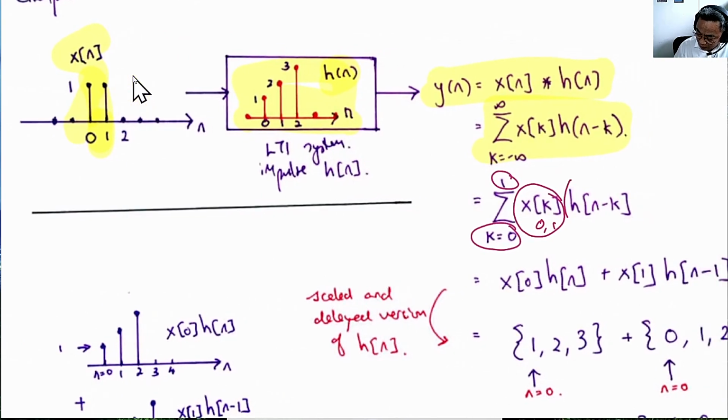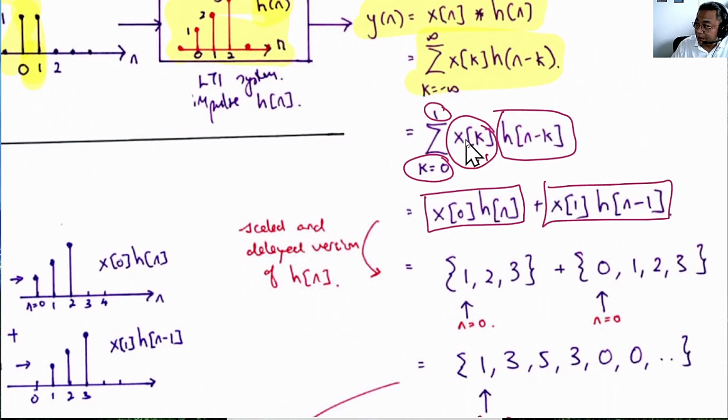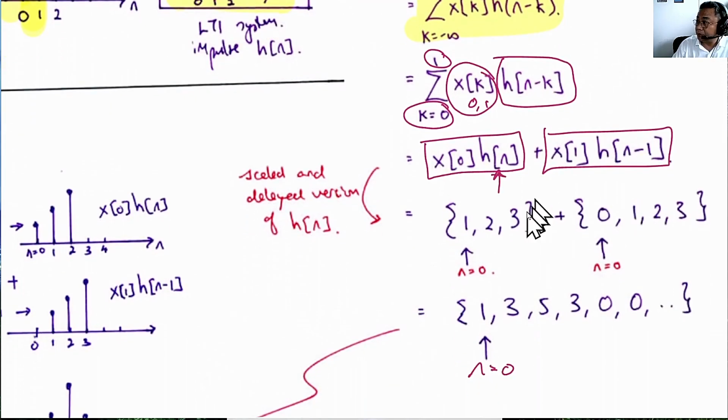So since we are only interested in k equals 0 and 1, then we can simply brute force write these two sums. So this is x0 times h of n minus 0, which is h[n], x1 times h of n minus 1. So how do we interpret this? Isn't h[n] the impulse response? It is. So this is a scaled version of the impulse response. What about this guy? This is x1 scaling h[n minus 1]. So this is the delayed h[n] by one sample. So actually convolution is nothing but a scaled, delayed version of h[n] summed.